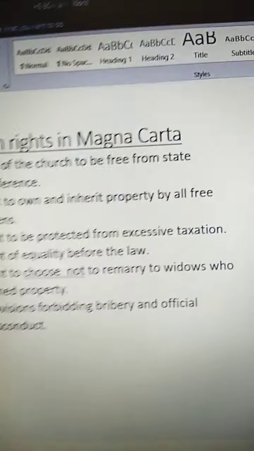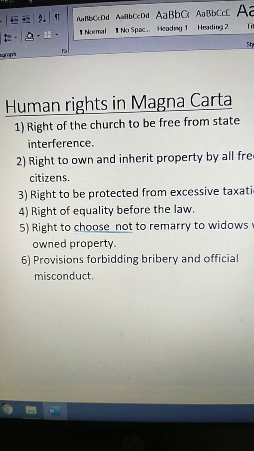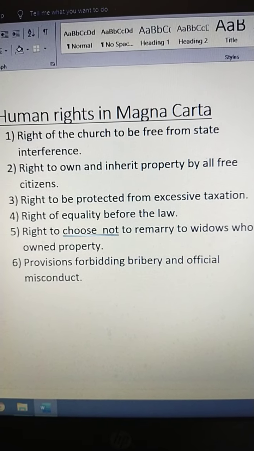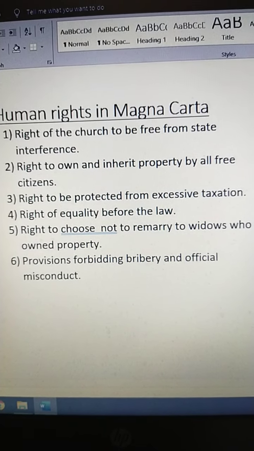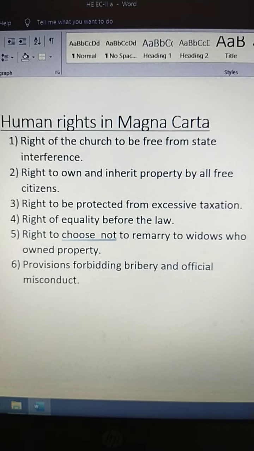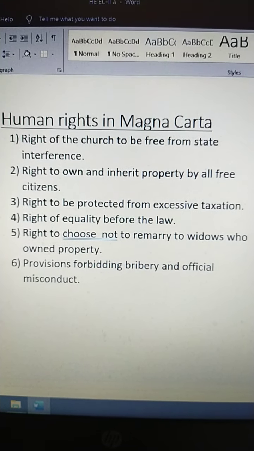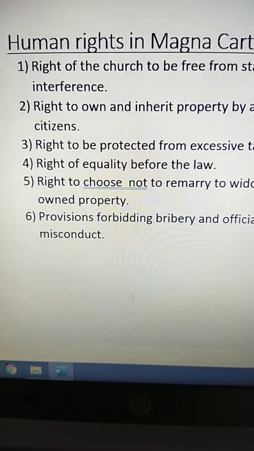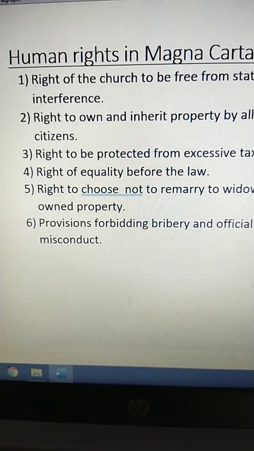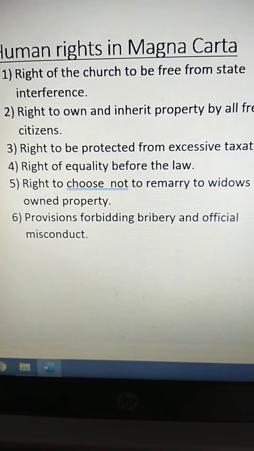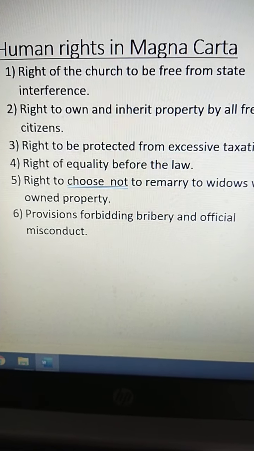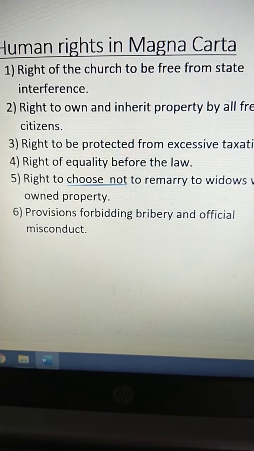The next right is the right of equality before law. This right of equality before law is important in today's world. In the present day modern judiciary system it is the basic and fundamental law for all human rights which a citizen can get. The judiciary must treat every human being equal and must not discriminate on the basis of caste, creed, race, color, economic status or social status.